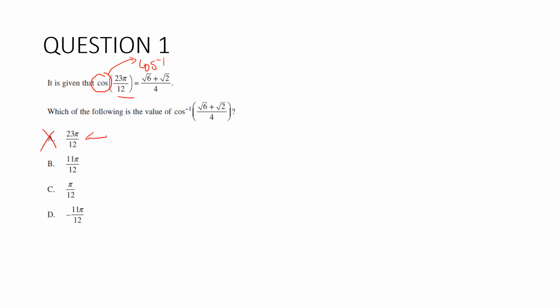This is actually outside the range for inverse cos. If we have a look at the graph, it goes like this. So it goes between -1 and +1 in the domain, and between 0 and π. And of course, 23π/12 is sitting up here somewhere. So we need to get it back inside that range.